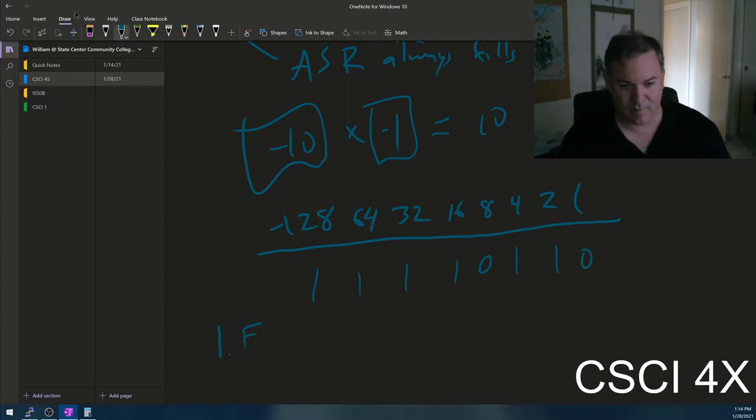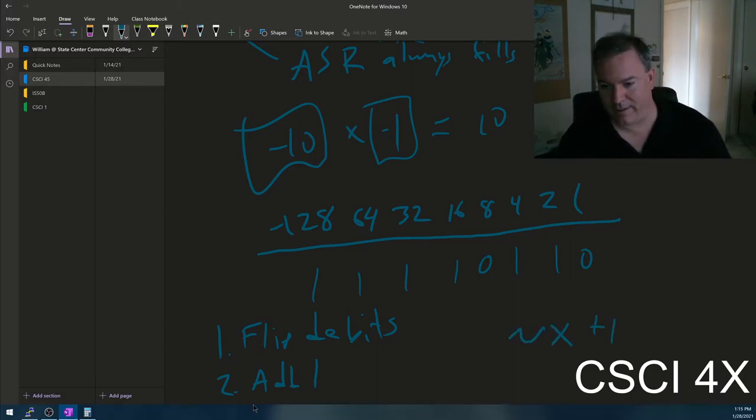Step 1. Flip the bits. Step 2, add 1. Yeah, the algorithm is bit twiddle all the bits and then add one to it. That's how you multiply by negative one. It's much faster than doing multiply, right? It's one cycle instead of maybe two if you have to NOT it first or whatever. So, flip all the bits, add one.